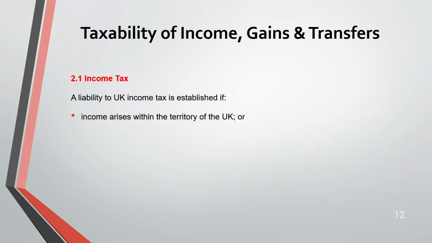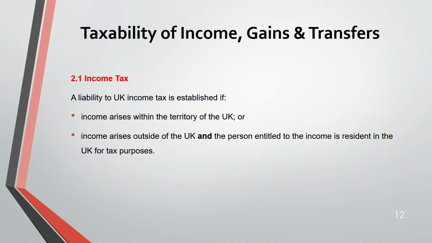But income has to arise in UK, or income arises outside of UK. It could come from outside of UK also, but the person who is entitled to that income is a resident in UK. You see, for the tax purpose, you are resident. If you are resident in UK, receiving income from outside of UK, you will be chargeable to UK income tax. And if you are receiving any income in UK, you will obviously be charged to UK income tax. So any individual who is having any kind of income in UK is chargeable to income tax.